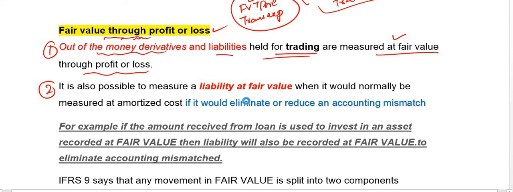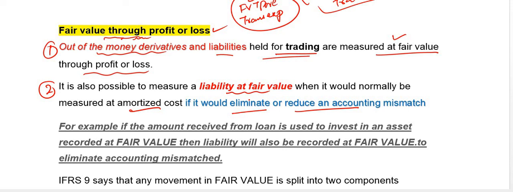normally on subsequent measurement we measure financial liabilities at amortized cost, but there is some situation in which you can also avail the option to measure the financial liability at fair value. The case is when measuring at fair value instead of amortized cost eliminates or reduces an accounting mismatch. That means you will measure the financial liability subsequently at fair value through profit and loss when it reduces or eliminates an accounting mismatch.